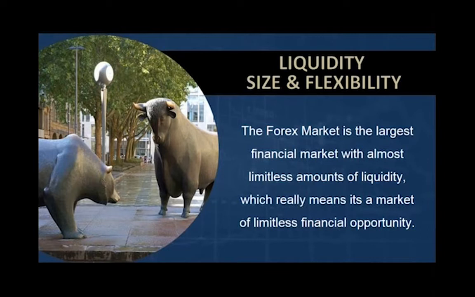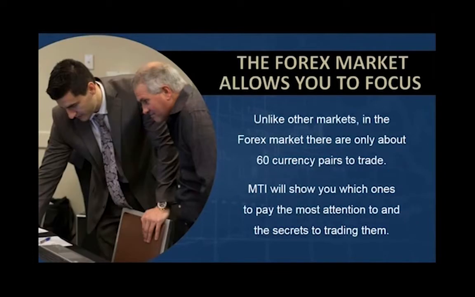Now, another thing about this market that's really one of the nicest features is that this market allows you to focus. Unlike the stock market and other markets where there are thousands of stocks that you can watch and trade, in the Forex market, there's really only about 60 different currency pairs to trade. Because we have 23 years of experience, we're going to show you which ones to pay the most attention to. In fact, today, I'm going to show you 6 currency pairs so you can really focus on 6 different currency pairs to watch. So it's a very large market, it's a very flexible market, and this market also allows you to focus.